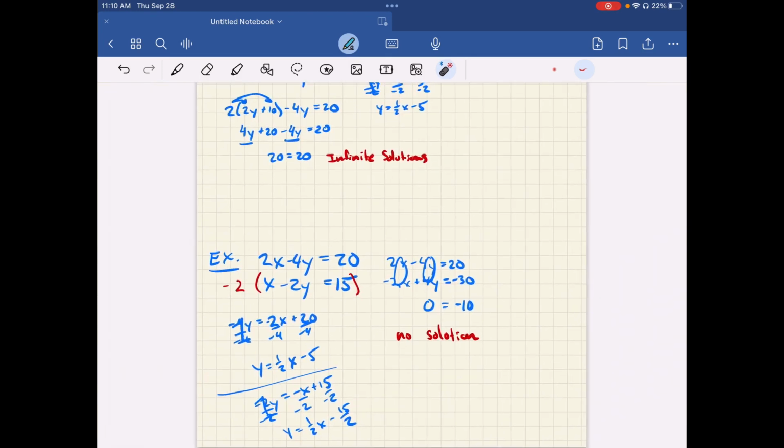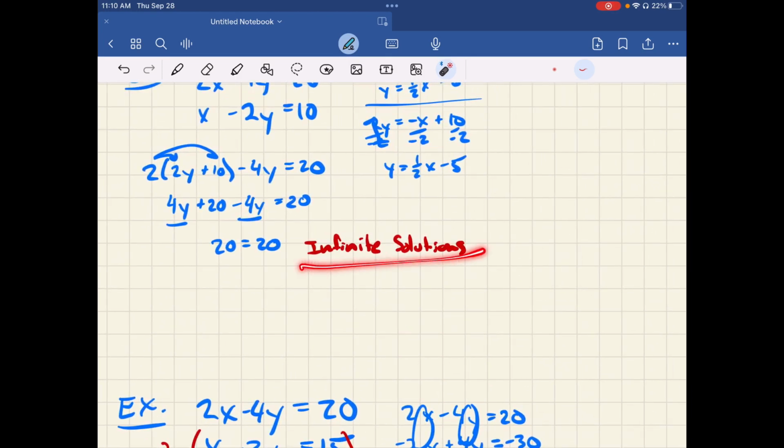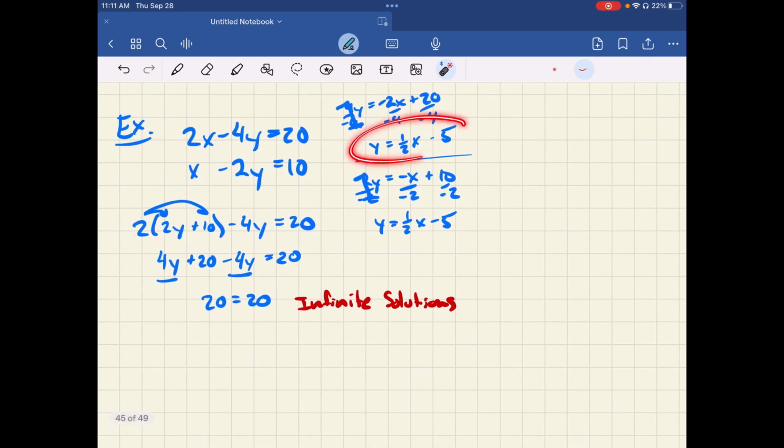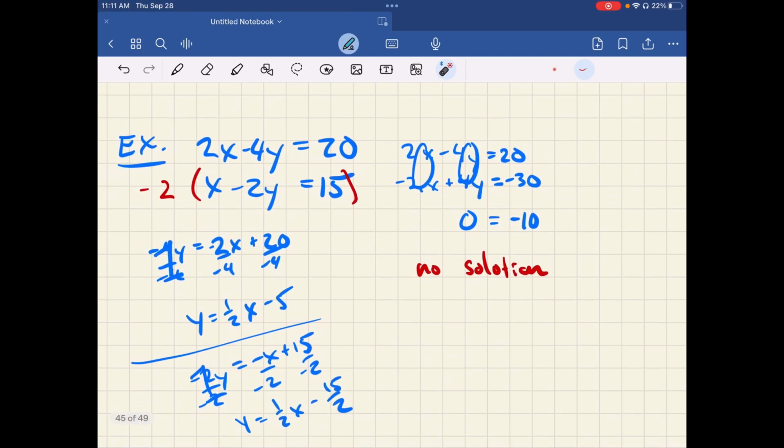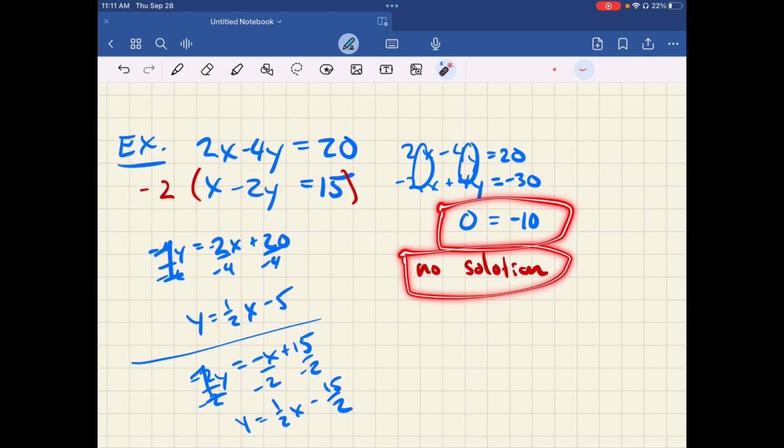Okay, so to recap real quick, I have infinite solutions if I have a true statement at the end when all the variables zero out, and I'm going to have a line that would be the exact same. So I've got one line that lies right on top of the other one, so I have an infinite number of intersections. An untrue statement, like we have here, would indicate no solution because those lines never intersect, and I know they never intersect because I look at the slope, which is the same, 1/2.